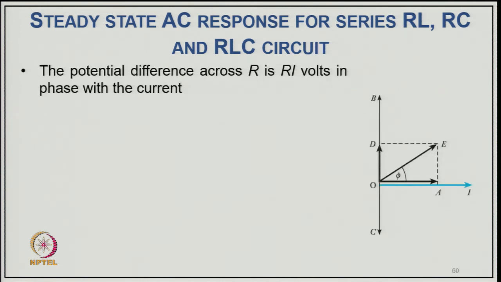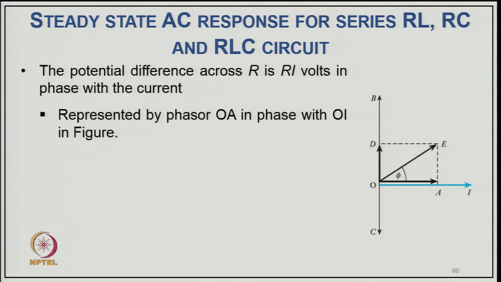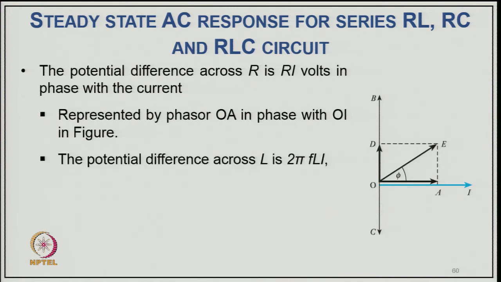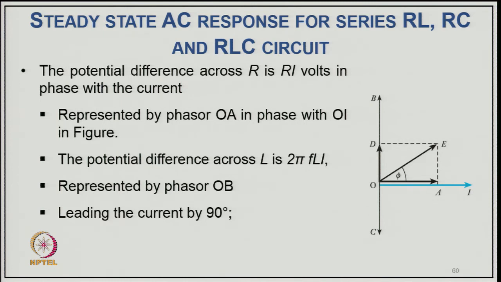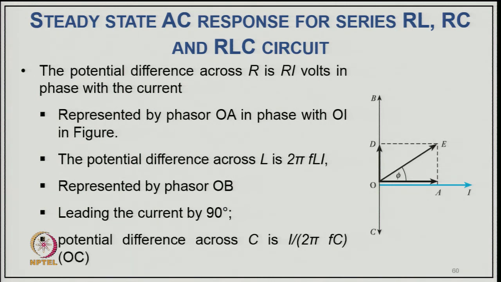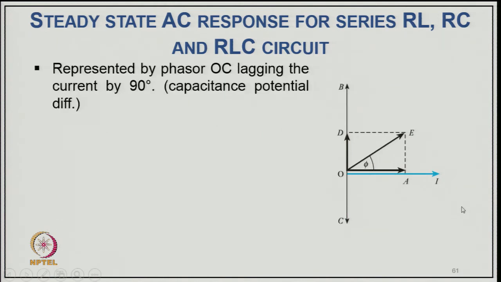So, the potential difference across R is RI volts, in phase with the current, and it is represented by phasor OA, in phase with the current I in the figure. The potential difference across L is 2 pi f L I, represented by phasor OB, leading the current by 90 degrees. And the potential difference across C is I upon 2 pi f C, that is OC. The difference of these two will be OD.